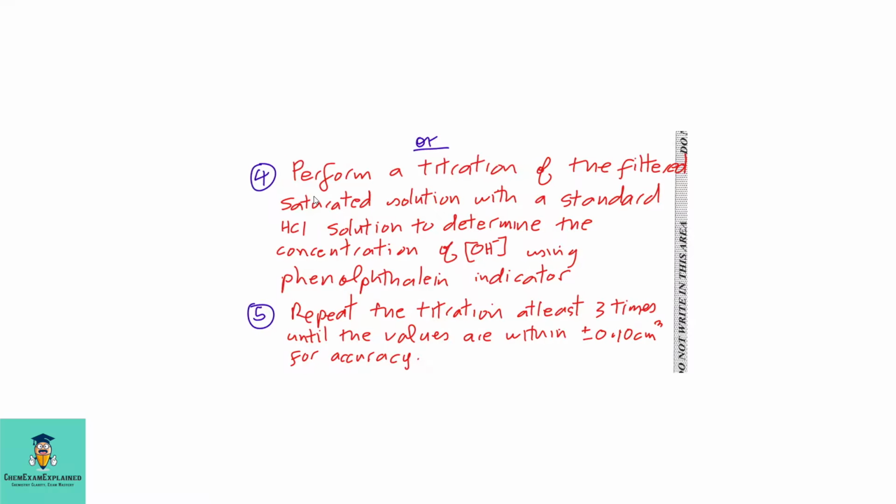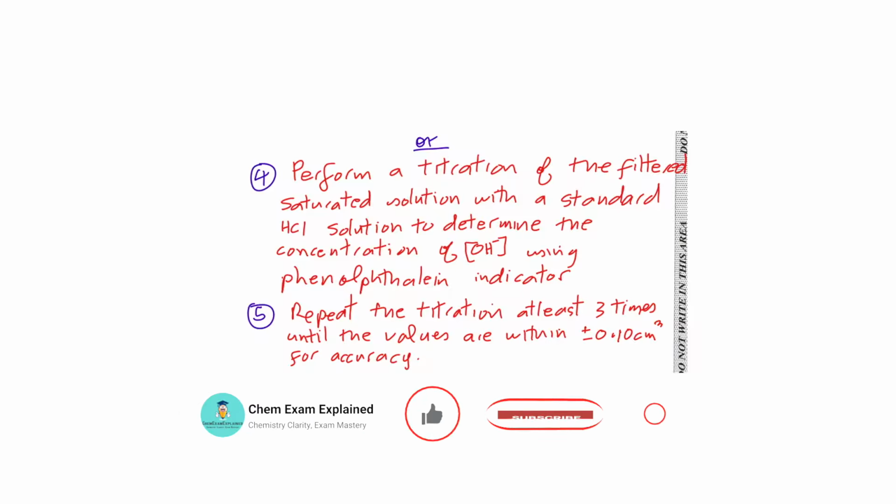So the alternate method would be to perform a titration of the filtered saturated solution with a standard HCl solution to determine the concentration of OH minus ions using phenolphthalein indicator. We can then repeat the titration at least 3 times until the values are within plus or minus 0.10 cm cube for accuracy. This is the end of Module 2, 2019.